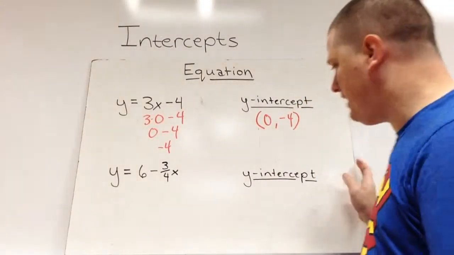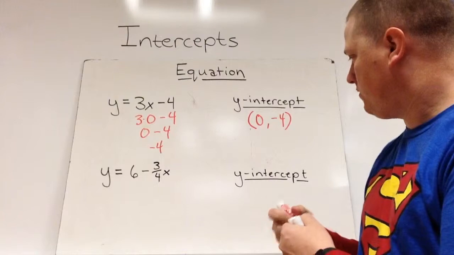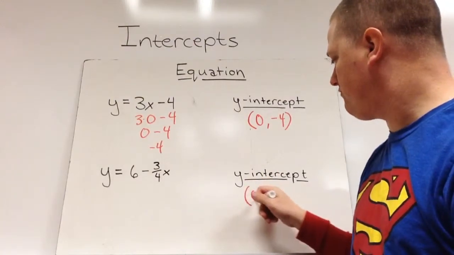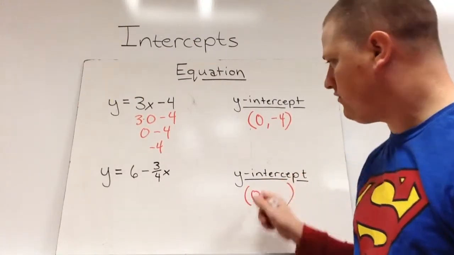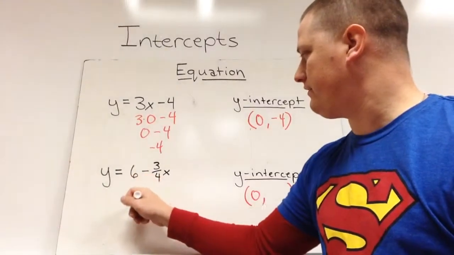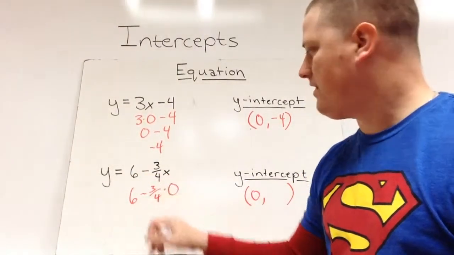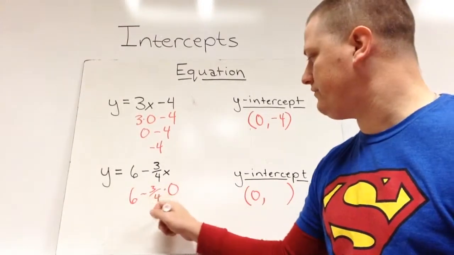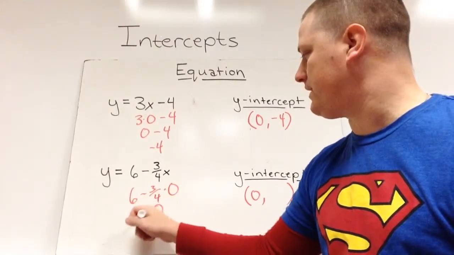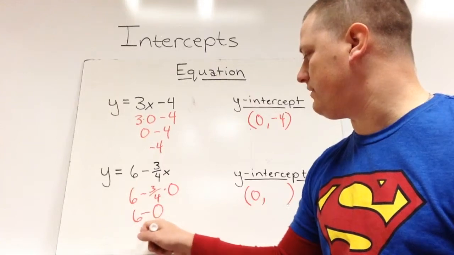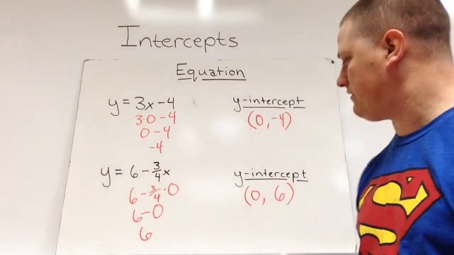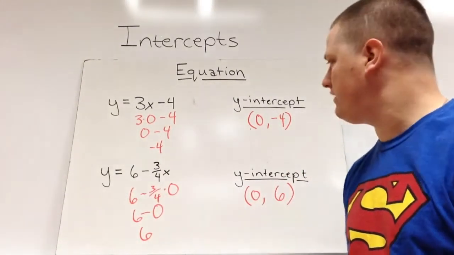Okay, let's try this again. Our y-intercept has to have a 0 for an x. So we're going to put 0 in for x. 3/4 times 0 is 0. Bring down my minus, bring down my 6. 6 minus 0 is 6. So our y-intercept is 6.